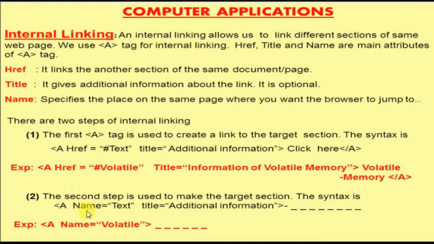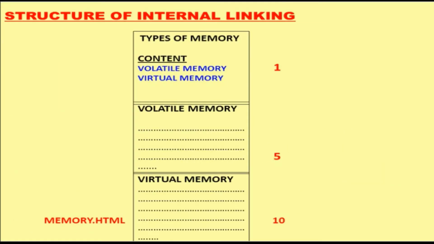And in the second step you will give the name of the section, the same name of the section which you mention in href. Which you mention in href, the same section you will give here. Additional information is also optional here, no need to give it. Okay, clear? Now this is the structure of internal linking.